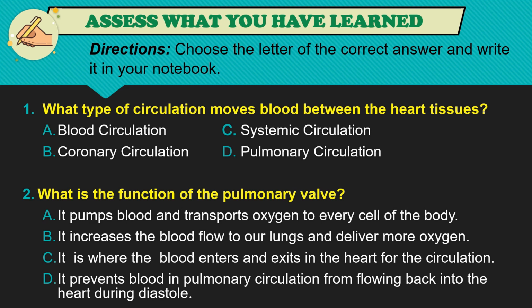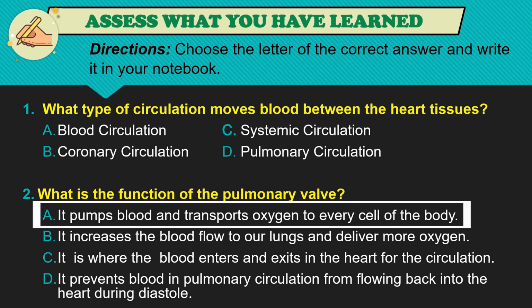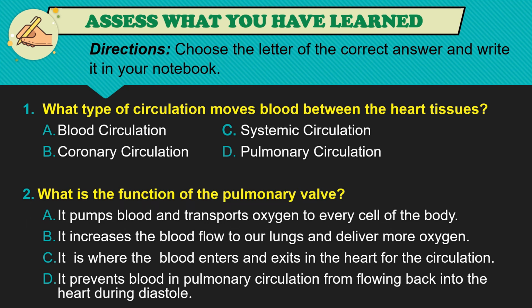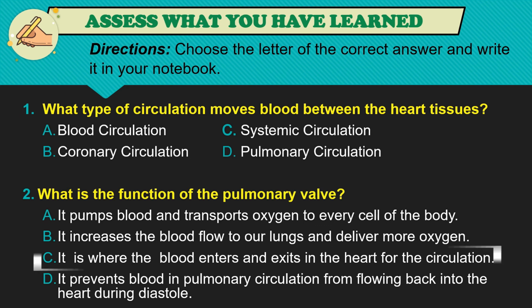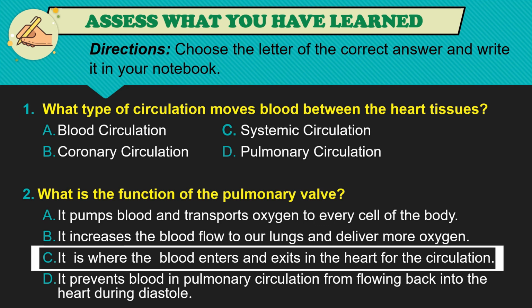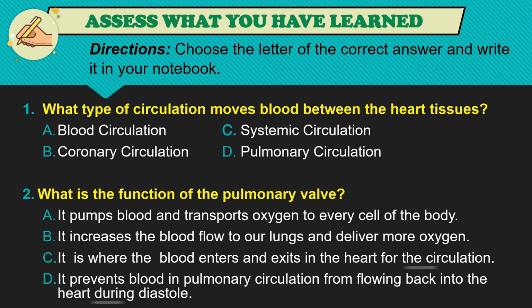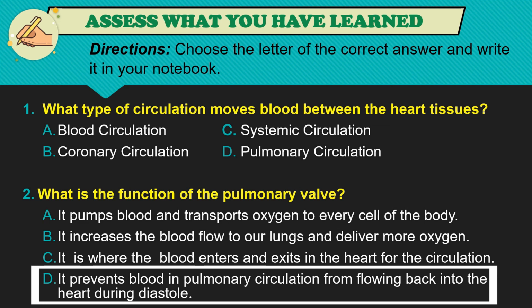Number 2. What is the function of the pulmonary valve? A. It pumps blood and transports oxygen to every cell of the body. B. It increases the blood flow to our lungs and deliver more oxygen. C. It is where the blood enters and exits in the heart for the circulation. D. It prevents blood in pulmonary circulation from flowing back into the heart during diastole.